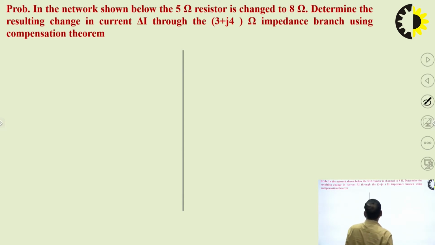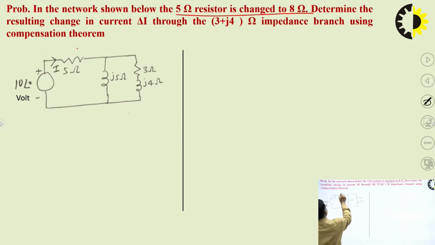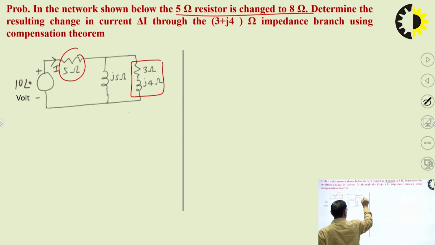Now come to another one. The 5 ohm resistor is changed to 8 ohm. So this is the 5 ohm resistor. The impedance of this resistor is going to change from 5 to 8. Determine the resulting change in current through it. So what will be the change in current through this impedance?